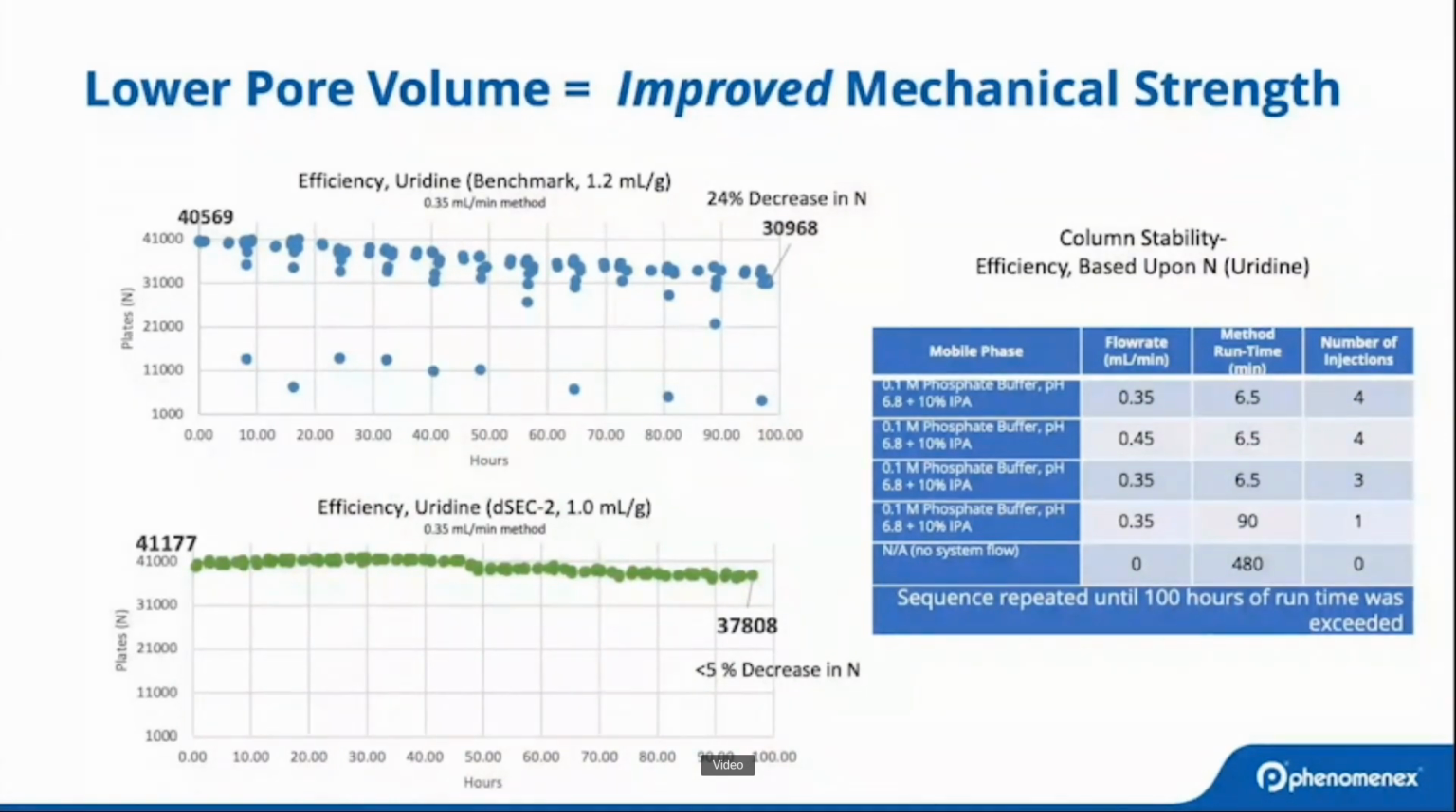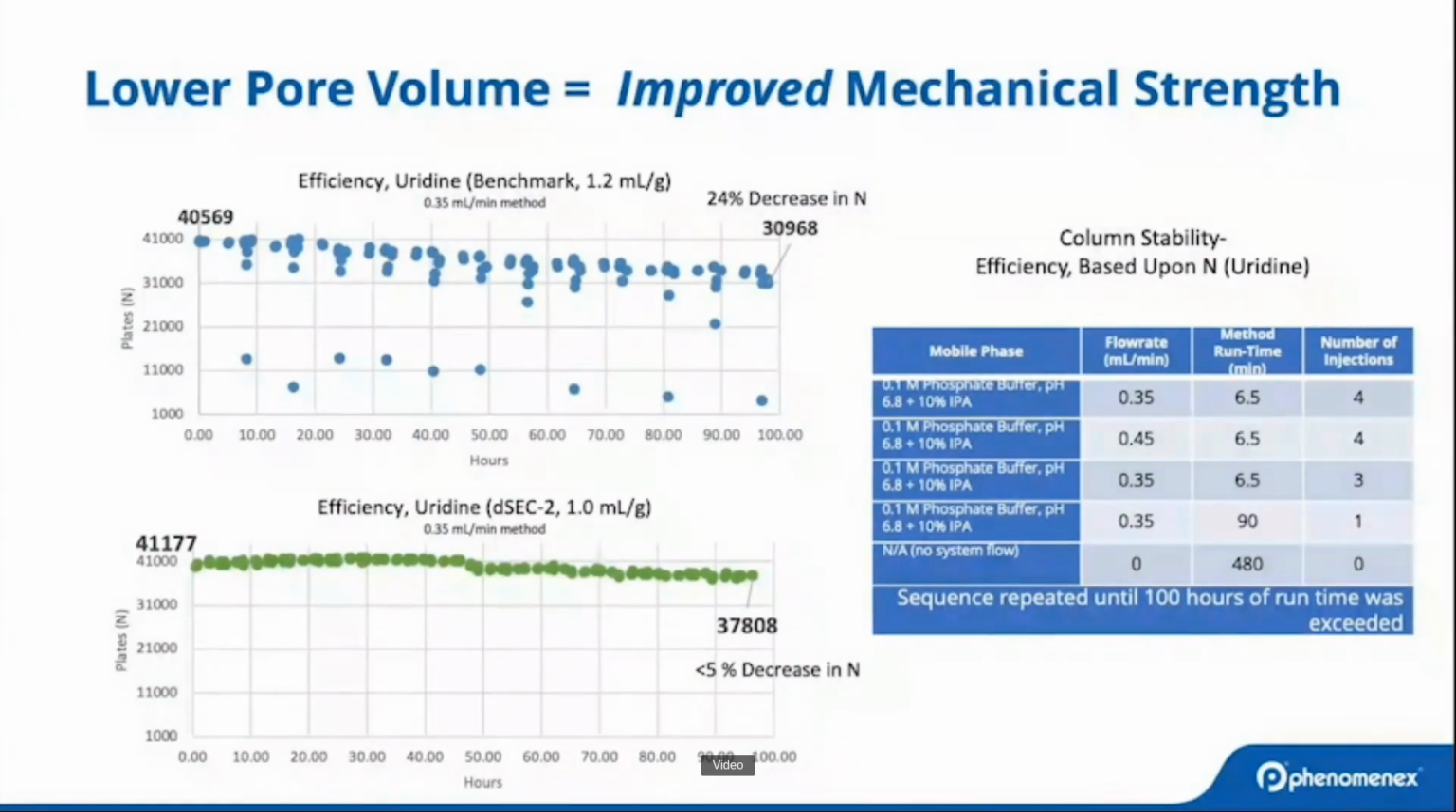Our DSEC2 column, with its low 1 ml per gram pore volume, holds steady throughout the 100 hours, and the DSEC2 is run in comparison in green in the bottom trace. Through the 100 hours, there's no sign of plate count dropping, and this ruggedness can be attributed to the increased packing density permitted by the low pore volume silica.